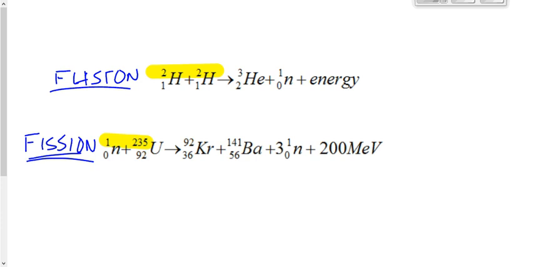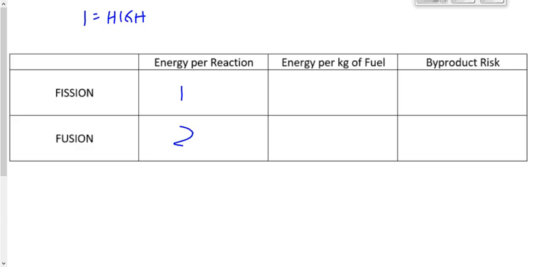If, however, you were to take a kilogram of each, equal amounts, apples to apples here, a kilogram of fissionable material and a kilogram of fusion material, and let them go, then the fusion would generate way more energy. Per kilogram, fusion generates more, but per single reaction, fission generates more.